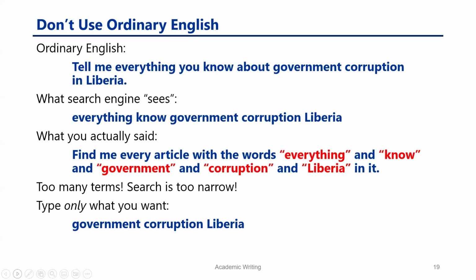But this is not good because it will get you too many things. It will actually get you things with the words everything and no in it that you don't want. You only want things that have government and corruption and Liberia in it. So what do you do about that? Tell the search engine only what you want. Government, corruption, Liberia.